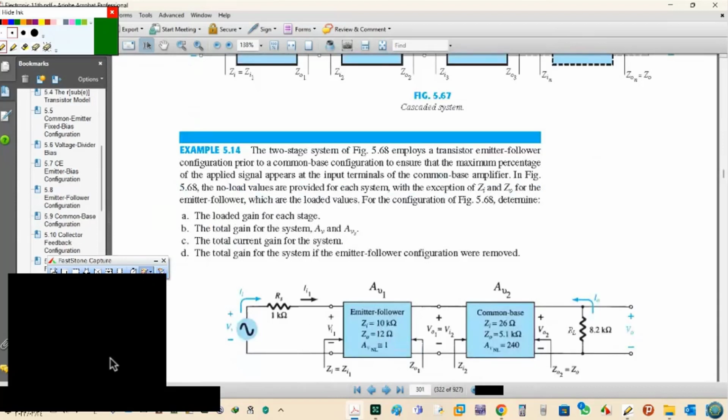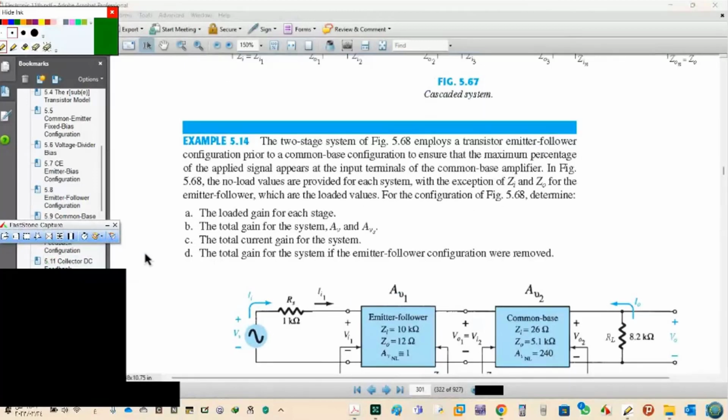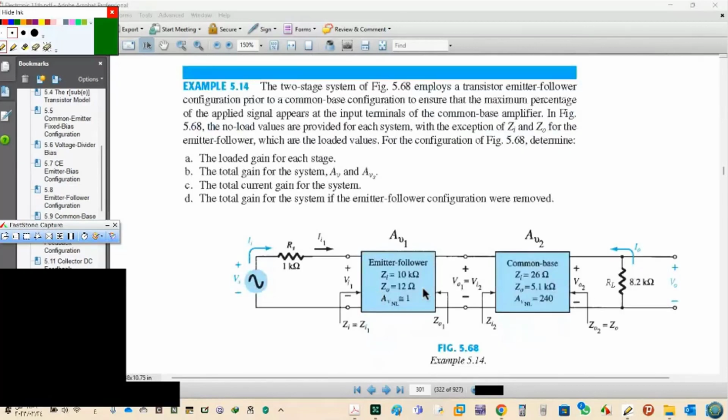This example from our lecture today, all the questions are important for the exam. The two-stage system of figure 5.68 employs a transistor in emitter follower configuration followed by a common base configuration. He gives me two stages: emitter follower and common base. Emitter follower means here we have common collector, and this is common base.